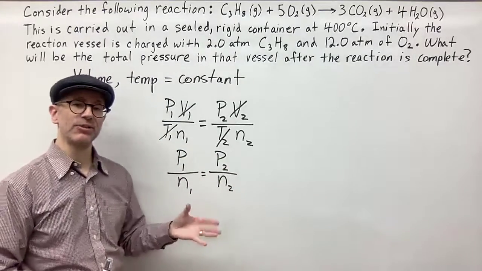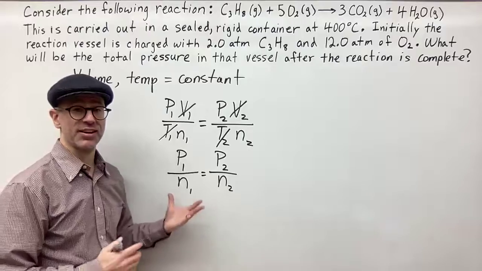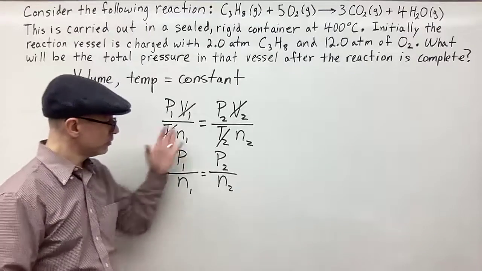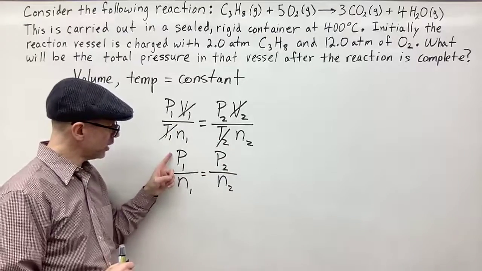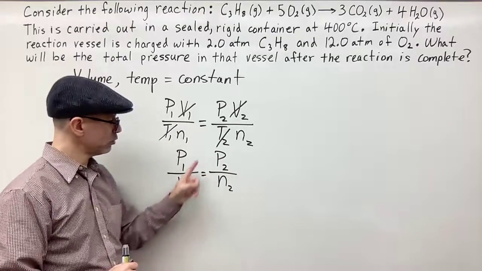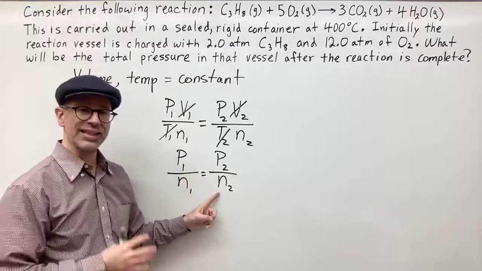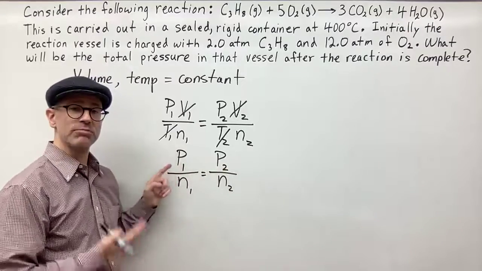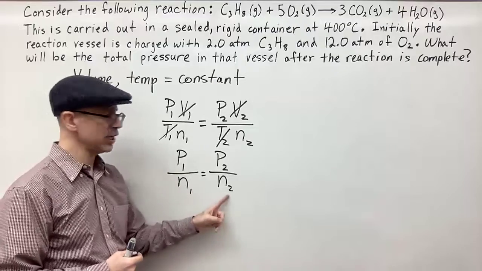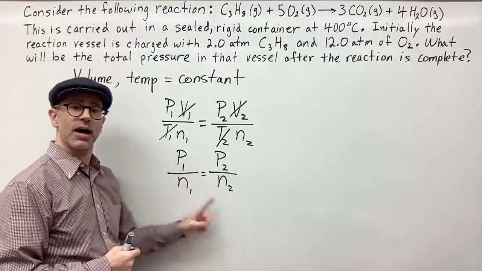So this is the equation. Now, we're not actually going to use this equation in the problem, but this tells us something. The fact that I have P1 over N1 equals P2 over N2 tells me that any change in pressure is proportional to a change in the amount.